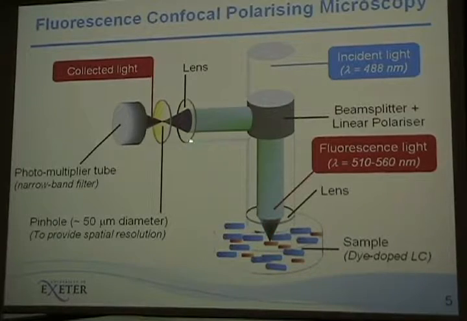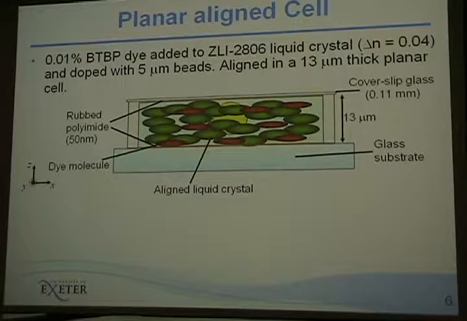Anything from outside this region is not in focus of the pinhole, so you get a very low intensity, so it doesn't really affect our collected fluorescent light intensity. So this is the first of the cells that we looked at.